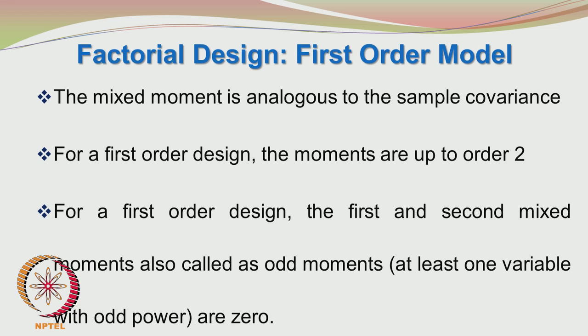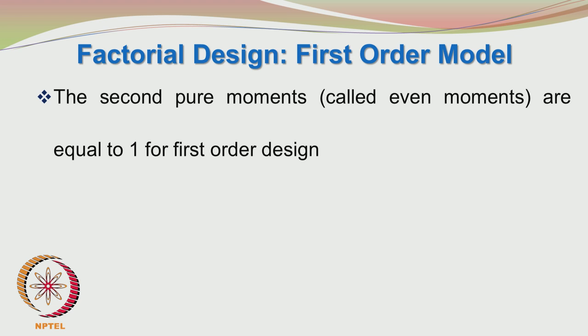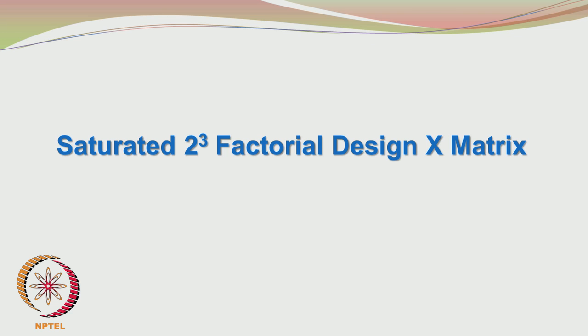For a first order design, the moments are up to order 2, and for a first order design, the first and second mixed moments, also called odd moments, at least one variable with odd power, are 0. So, the odd moments are 0 for a first order design. The second pure moments, called even moments, are equal to 1 for the first order design. So, now let us look at a saturated 2 power 3 factorial design X matrix.